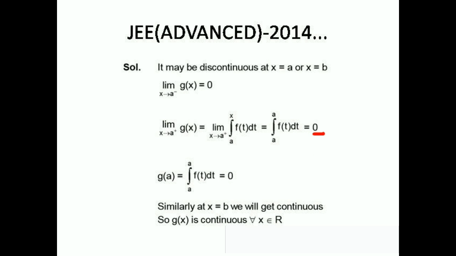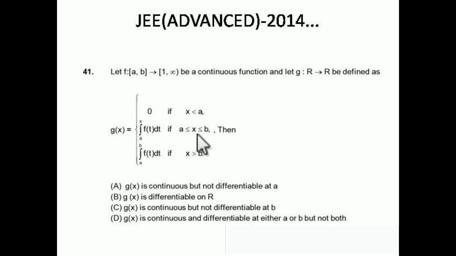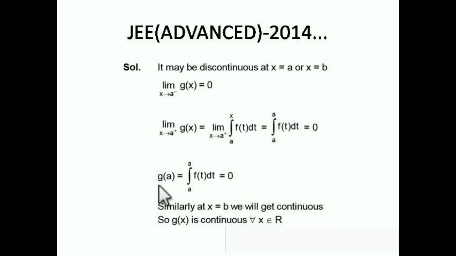Now here you can see a is less than or equal to x, so for x equals a, this is also a function value, so it is also 0, as mentioned here: g of a, the integration from a to a of f of t dt, is equal to 0. That means the limit as x tends to a minus, the limit as x tends to a plus, and g of a, all three are the same and equal to 0, so the function is continuous at x equals a. And similarly you can check this for b also.